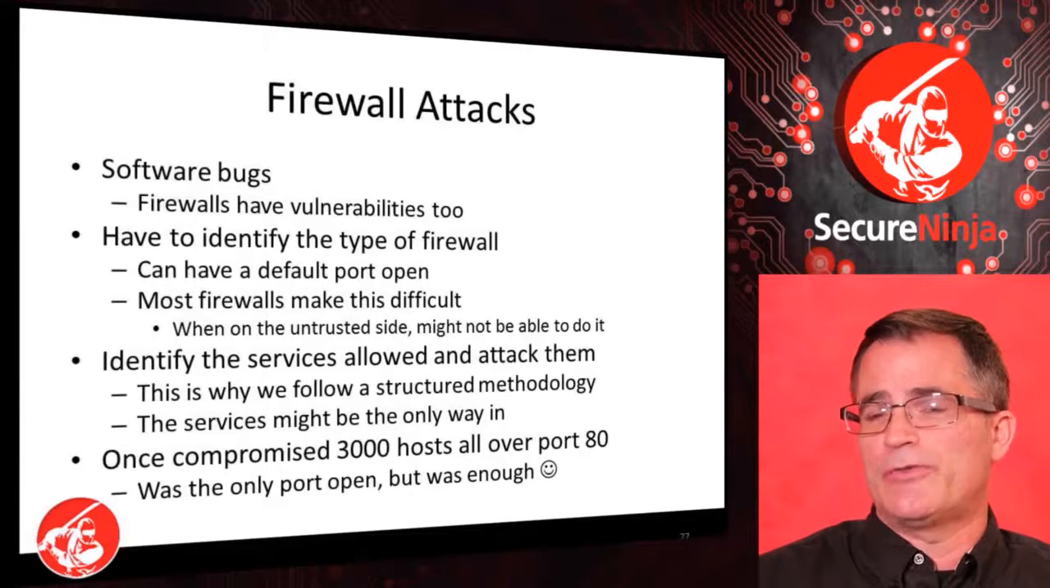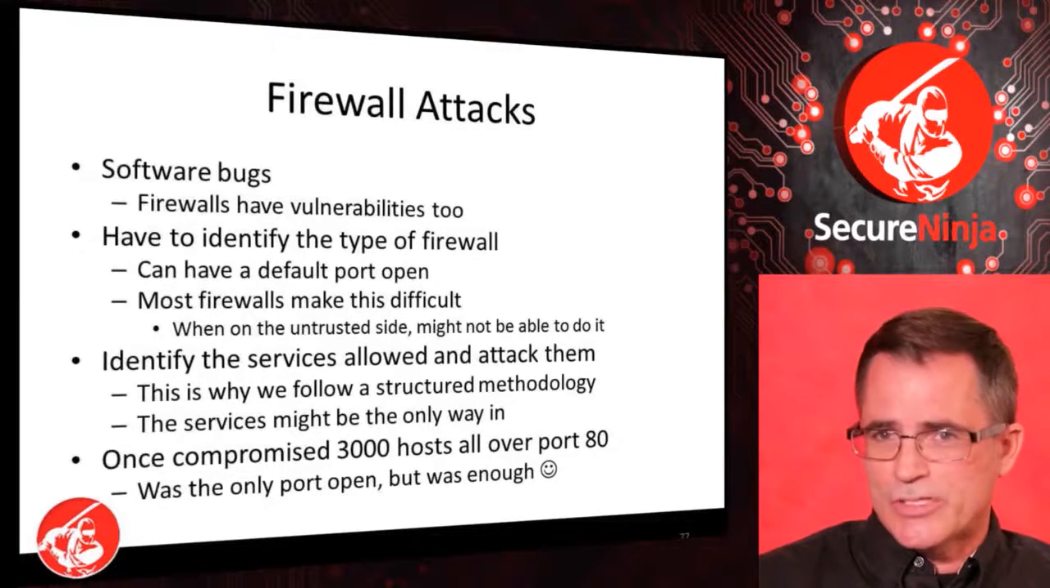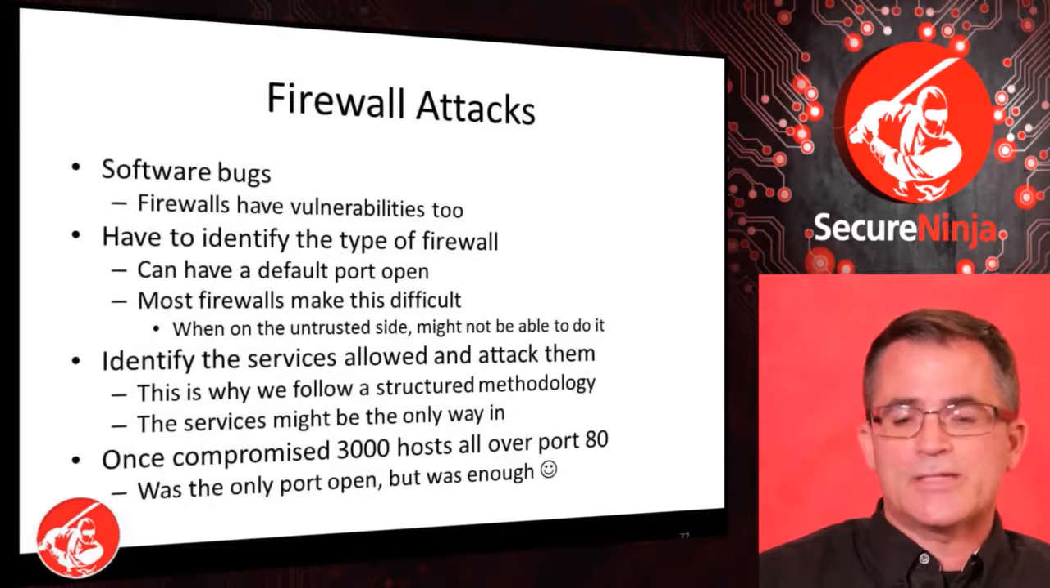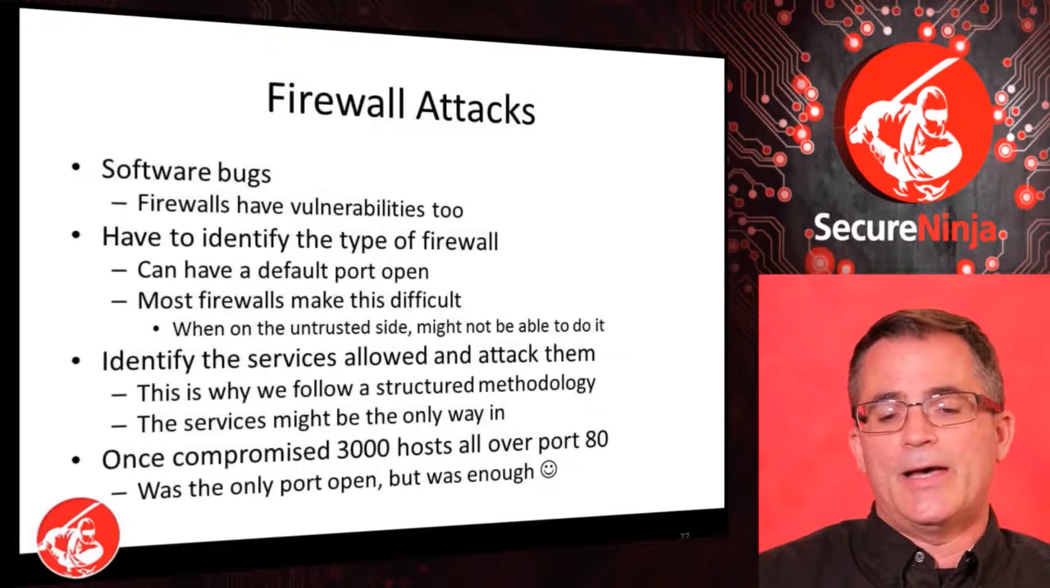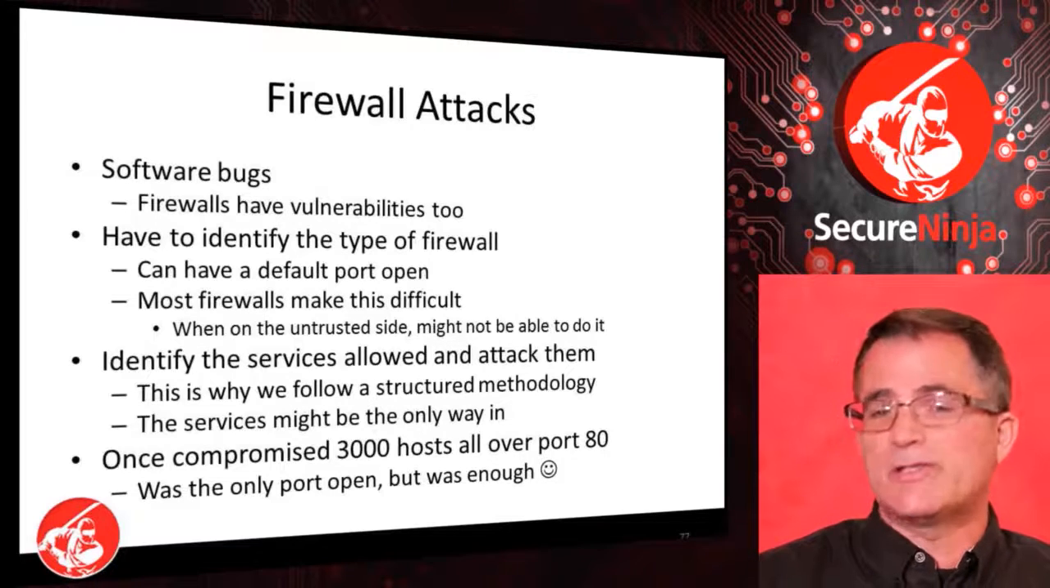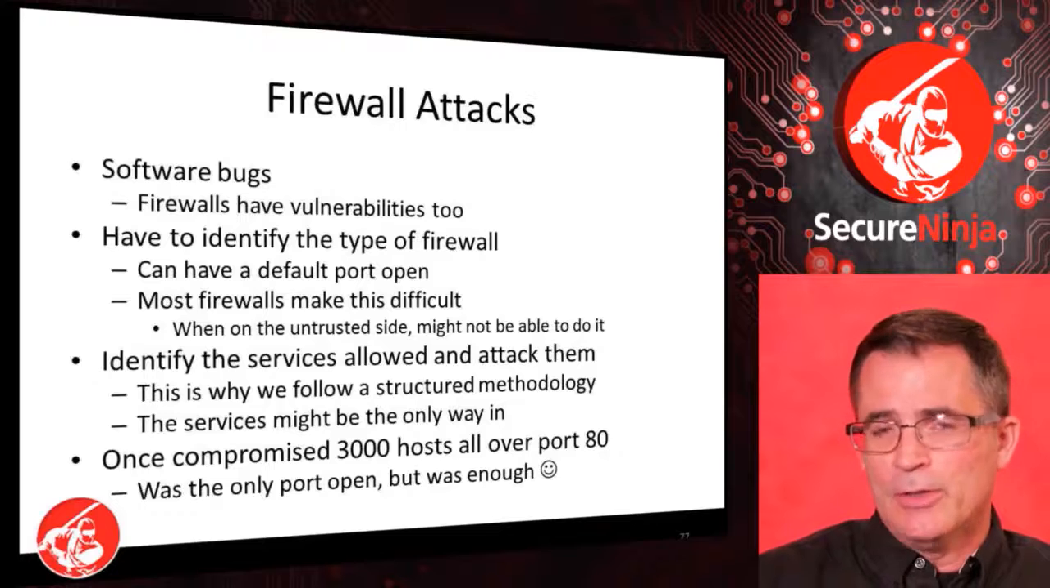That's why we follow a structured methodology as a red team. We're going to hack based on the structured methodology and find what lets us in. The services might be the only way in. I once participated in a team, and we compromised in a short period 3,000 hosts all over port 80. That was the only port allowed in by this organization. But over port 80 to those services, we were able to find enough vulnerabilities and leverage them to compromise 3,000 hosts. So when you're red teaming, one access point is all we need, one port in or one service in, to be able to compromise the entire architecture. The only port open was port 80, but it was enough.